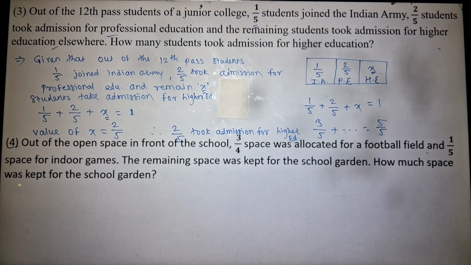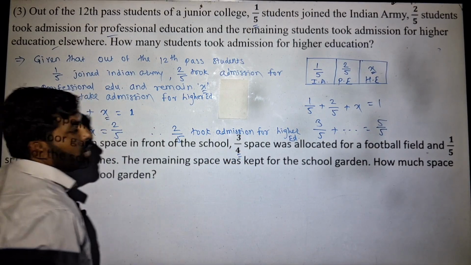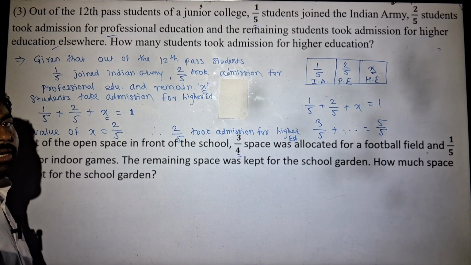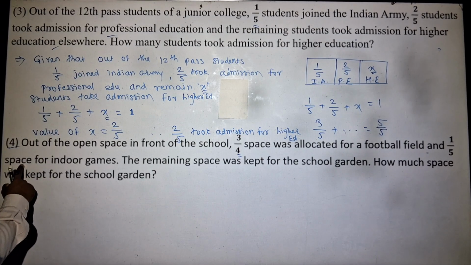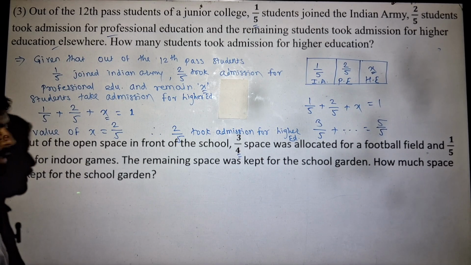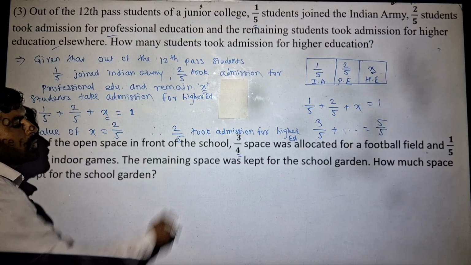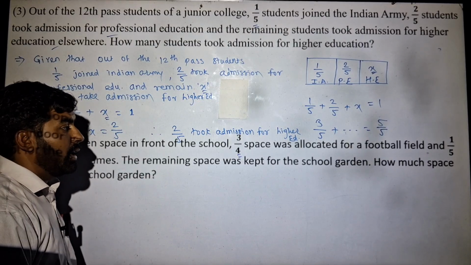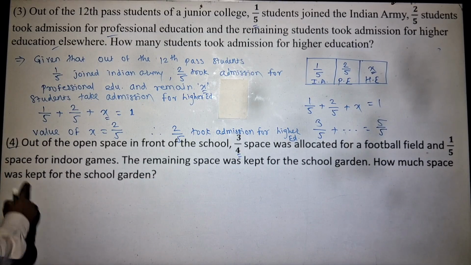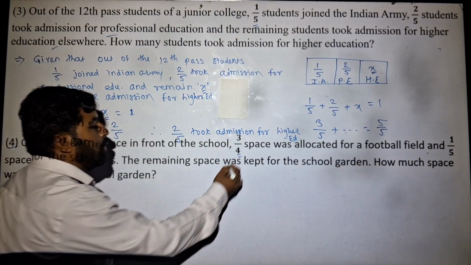Out of the open space in front of the school, 3 by 4th space was allocated for a football field, and 1 by 5th space for an indoor game. The remaining space was kept for the school garden. How much space was kept for the school garden? We are given that 3 by 4th space is allocated for the football field.